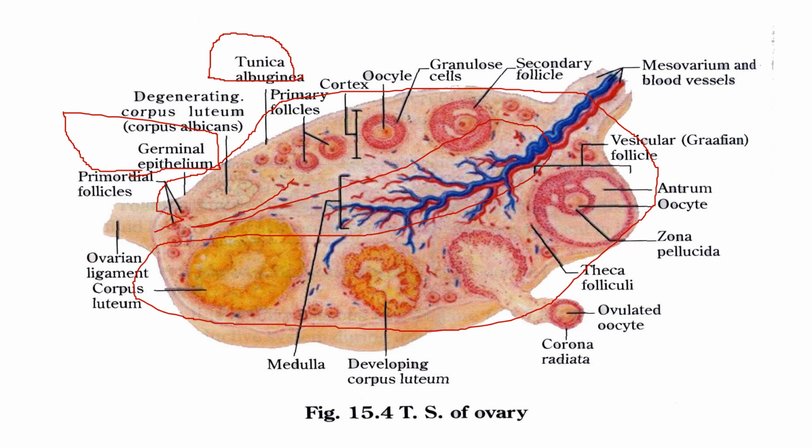Okay, and medulla is the innermost part of the ovary, and it has rich vascularization because of the blood vessels entering and exiting the ovaries. Okay. Mesovarian, as you can see, these are the mesovarian blood vessels.